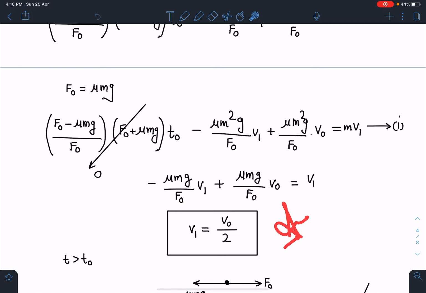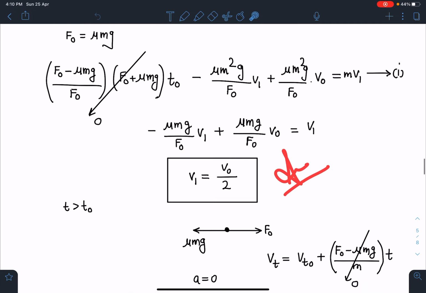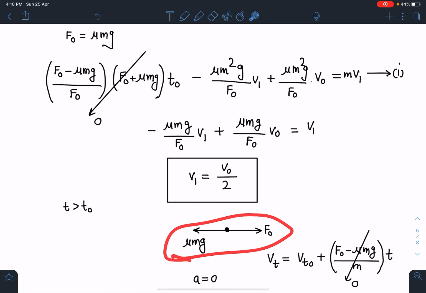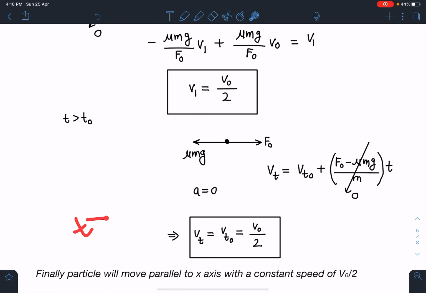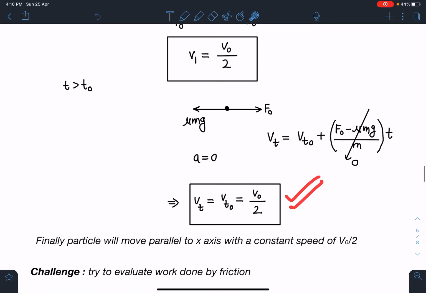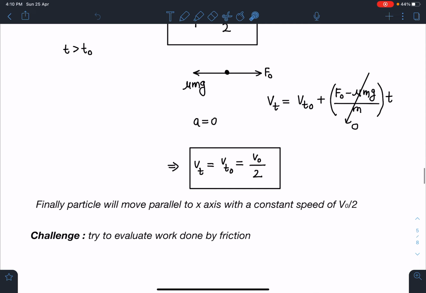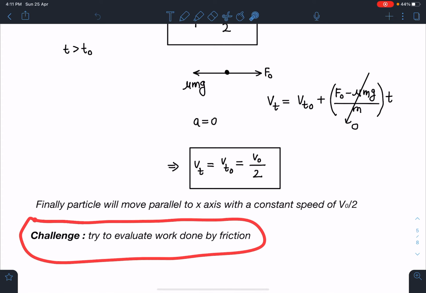So this is the steady state velocity here, and for t greater than t0, since its acceleration is 0, I can just write v is equal to u plus at. So velocity at any time t greater than t0 is going to be v0 by 2. Here finally the particle will move parallel to the x-axis with a constant speed of v0 by 2. You can take this challenge. It's quite tricky and slightly lengthy.